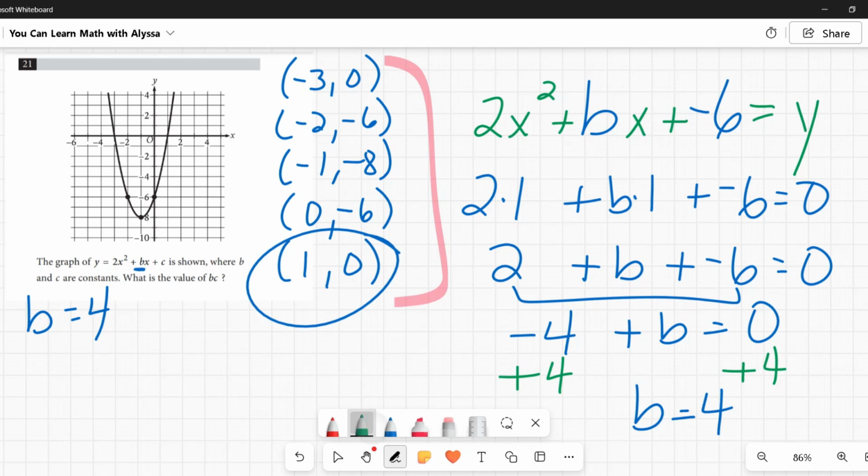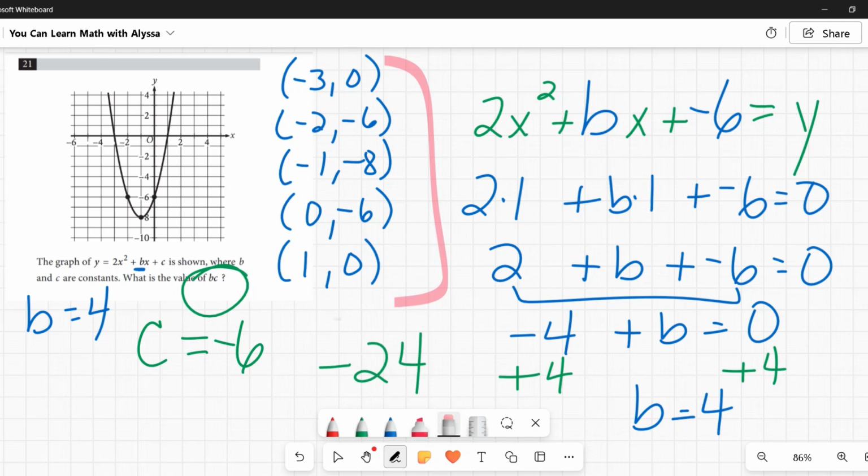They've given you a lot of options on that one. So now I have whichever way I chose to do it, however I wanted to attack it, whatever made the most sense to me, I can find that b is 4 and c is -6. And they don't want to know either of those. They want to know what's the value of b times c. 4 times -6 is -24.